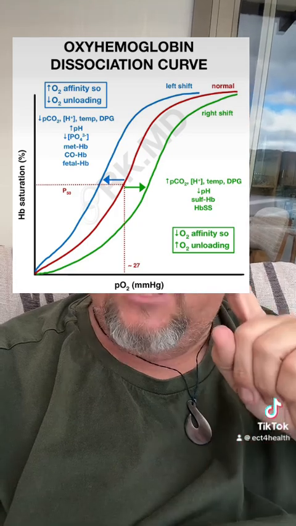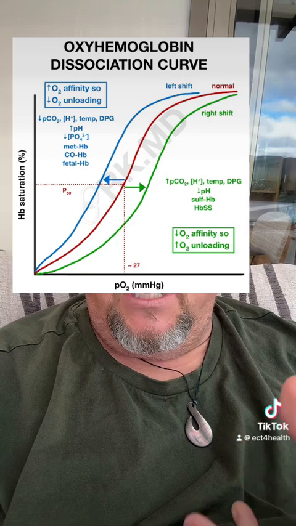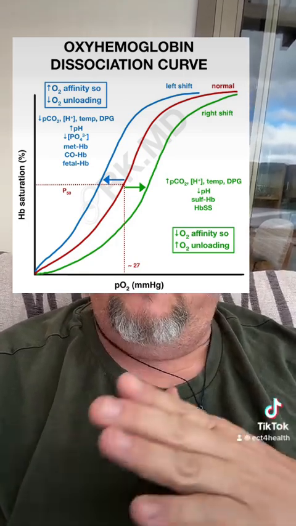But I'm not going to explain the curve so much as I'm going to explain the types of conditions that we might see, or the consequences of a left shift of the curve or a right shift of the curve. And hopefully that will give you some sort of practical application. So let's see how we go.